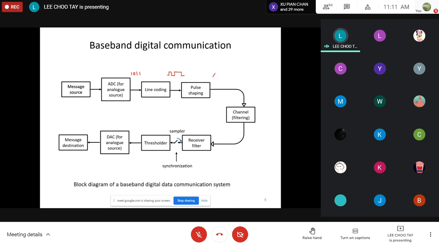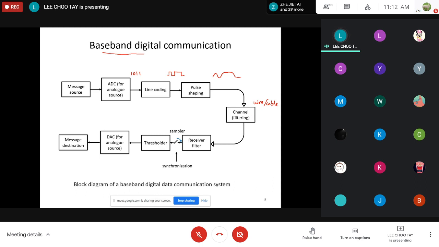A common one is something like this. The pulse shaping will convert the rectangular wave into a more sinusoidal look, then we transmit it through the channel. For baseband digital communication, the channel normally is a wire. It could be a cable as well. You can't really transmit a baseband digital waveform like this over free space. You must make use of a wire or cable.